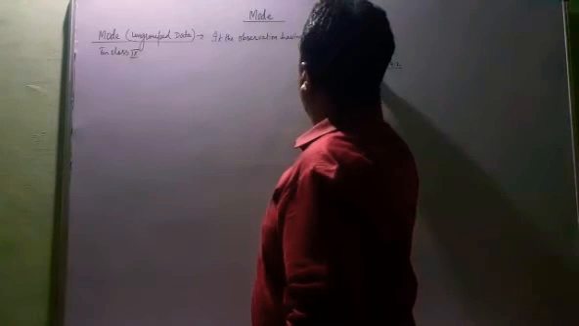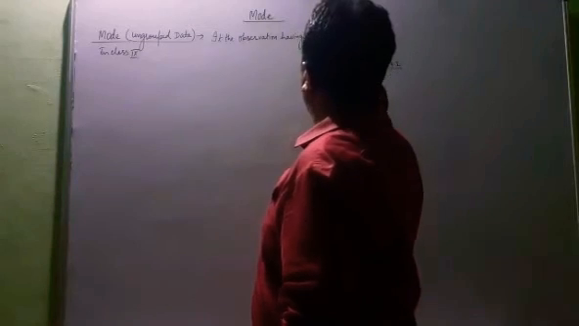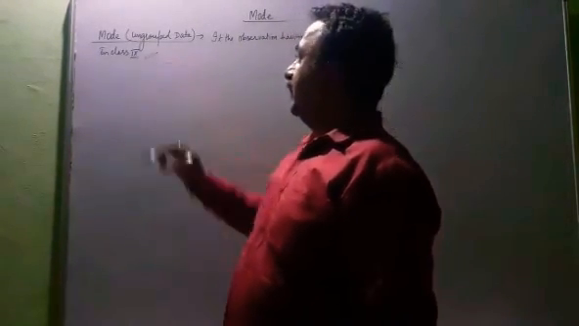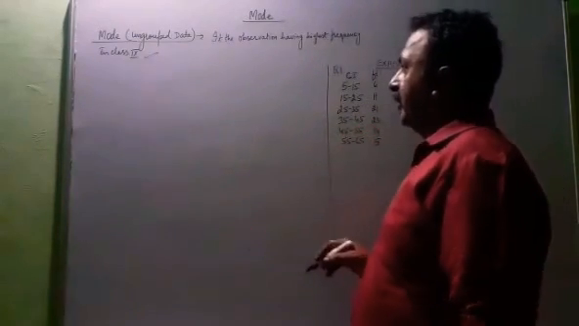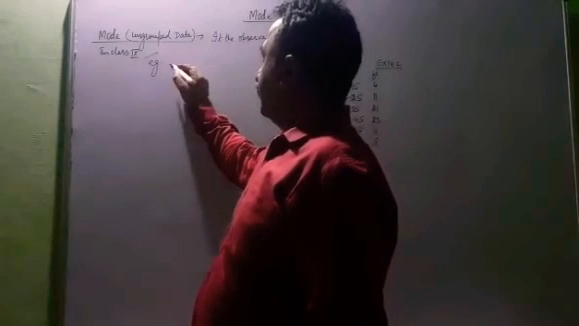Now the observation which repeats maximum number of times is known as a mode. This you have learnt in class 9th. It is in case of ungrouped data. Let's take an example just to recall the things.